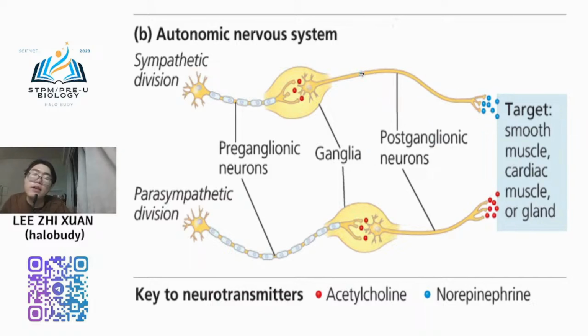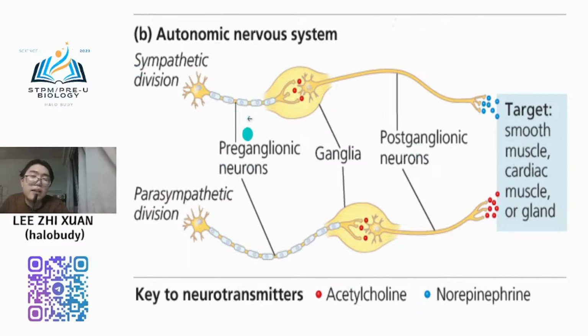The main difference you can see in this diagram is that the preganglionic and postganglionic structures are different. Preganglionic is a myelinated structure, but postganglionic is unmyelinated. You see that? It only contains axon. It does not contain the myelin sheath, but preganglionic has. So this is the difference between preganglionic and postganglionic.